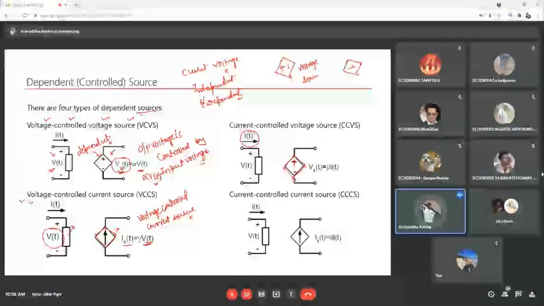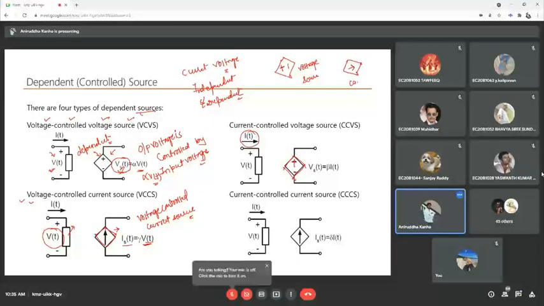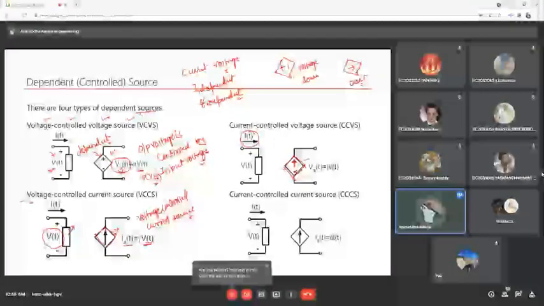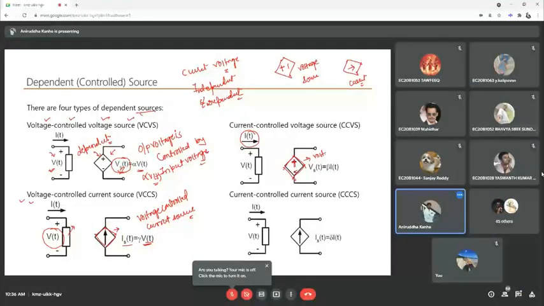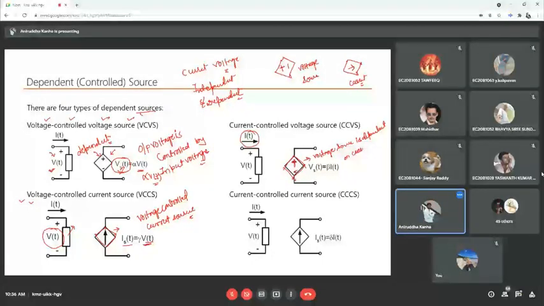If the arrow is mentioned, then it is the current source. So here plus minus signs are mentioned, that means this is a voltage source. So the voltage source is dependent on the current of this element. And what is that? IT. And hence we are writing VST, that means the voltage source is dependent on the current of this element.